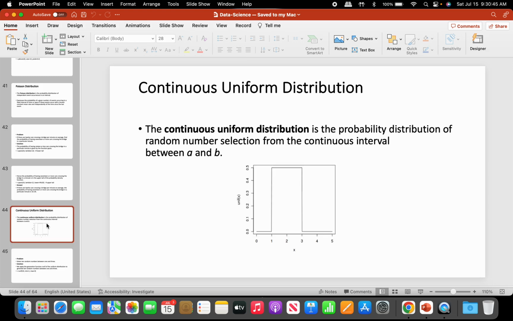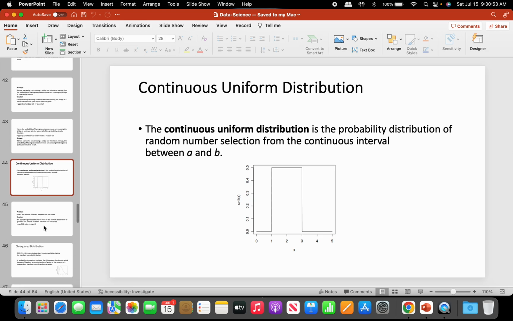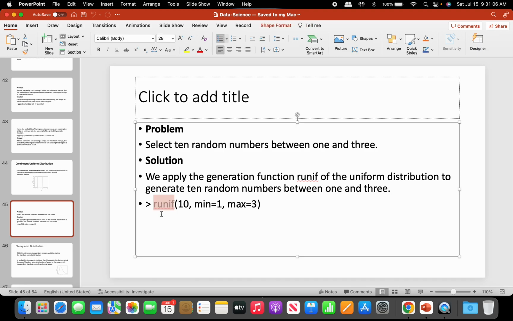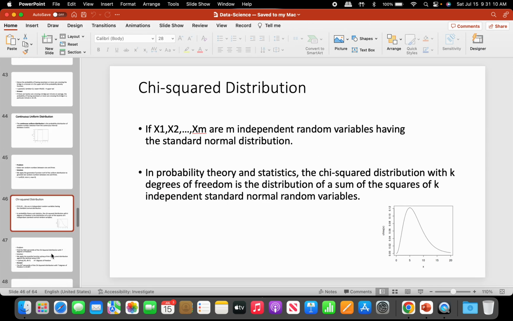And the third is the uniform distribution. So uniform distribution is when you have the distribution of random numbers selected from the continuous interval between a and b. Say you want to select 10 random numbers between thresholds 1 and 3. You apply a function called runif in R, which is random uniform distribution. You are selecting random numbers following the uniform distribution.